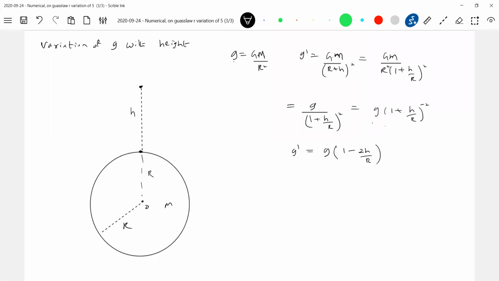Now don't make h more than R. So this is applicable for h less than R, no? Means, sir, at h equal to R by 2, g dash will be 0? No, don't go to that height.